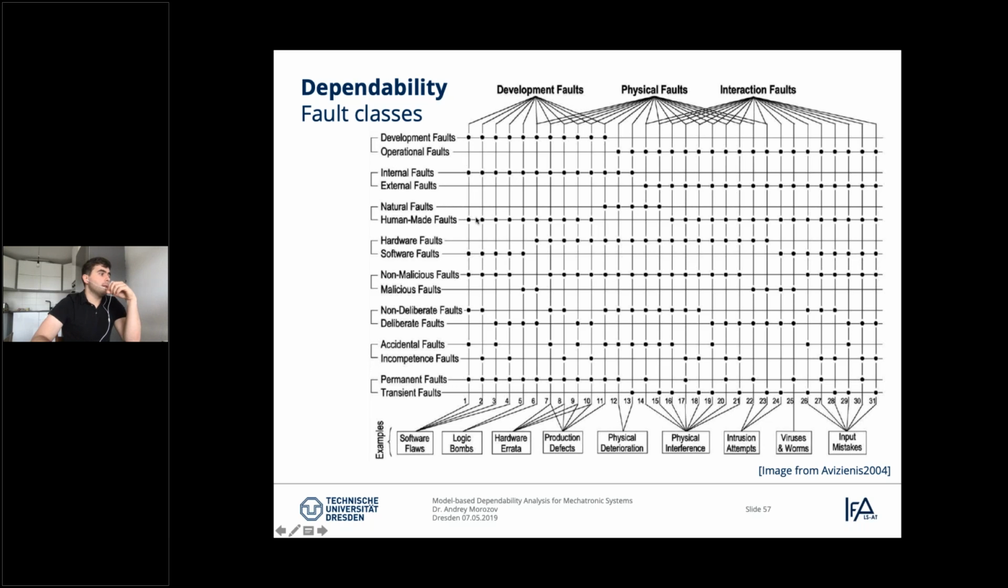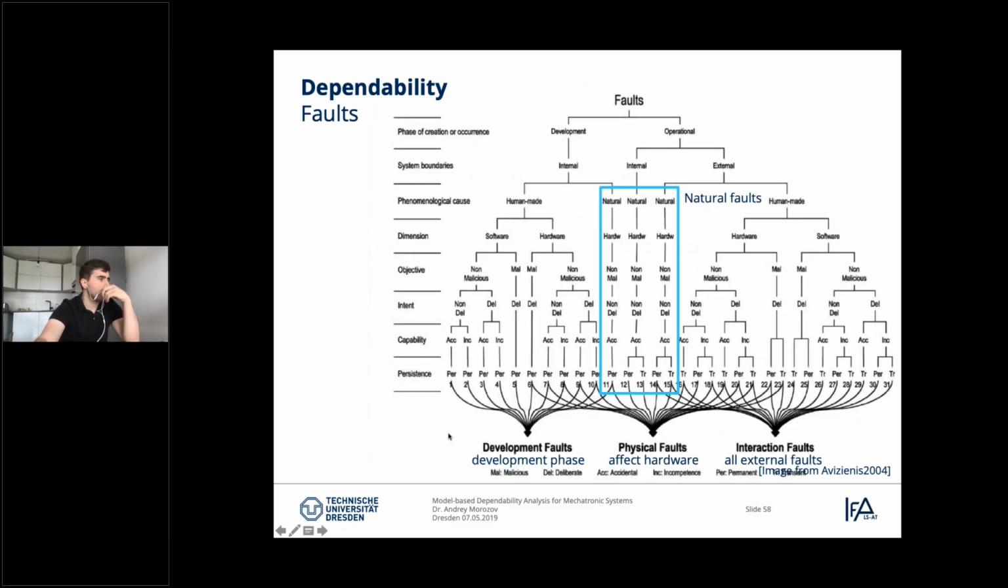also now it is another slide from this paper. We have, for example, according to the phase of creation, development faults, physical faults, and interaction faults, and then some examples like physical interferences are located here. So you see there are lots of combinations. And depending on the combinations, we could classify the faults.